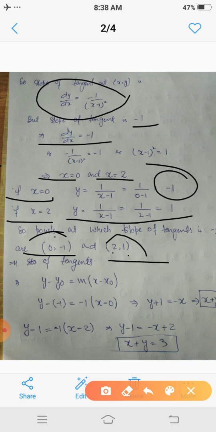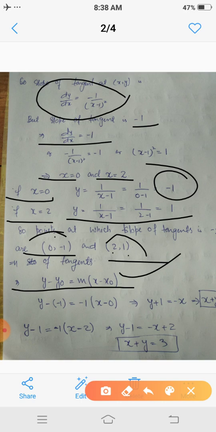So we substitute in the slope point form, because we have a point through which a tangent passes and a fixed slope: y minus y naught is m times x minus x naught. In the first case we put m equals -1, x naught equals 0, y naught equals -1. When we substitute it, we simply get x plus y plus 1 equals 0. So this is the required equation of the line which passes through (0, -1) and has slope -1.